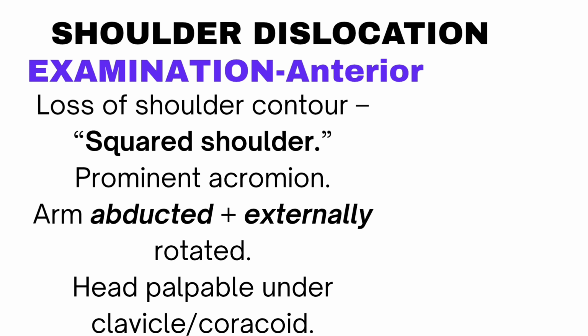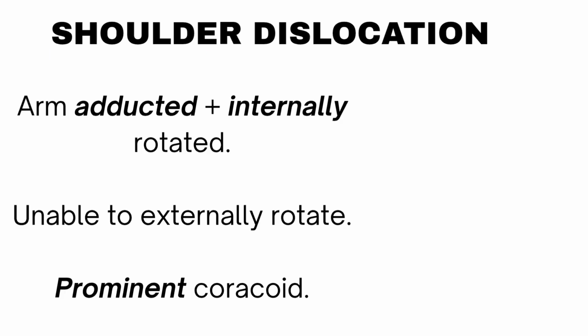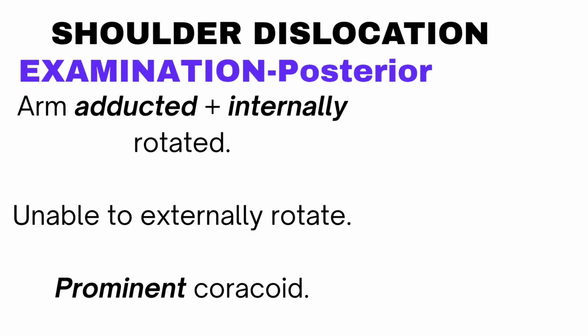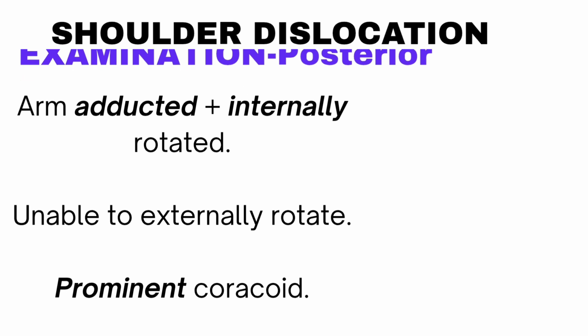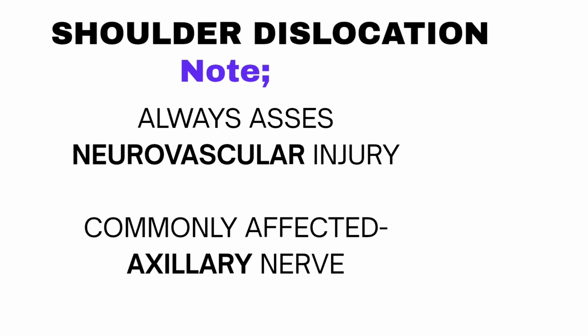The acromion is prominent, the arm is abducted and externally rotated, and the head of humerus is palpable beneath the clavicle or coracoid. In posterior dislocation, the arm is adducted and internally rotated, the patient cannot externally rotate, and the coracoid appears prominent. Don't forget to check for neurovascular injury.